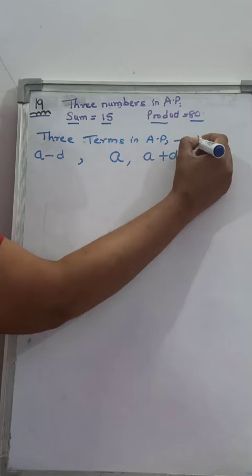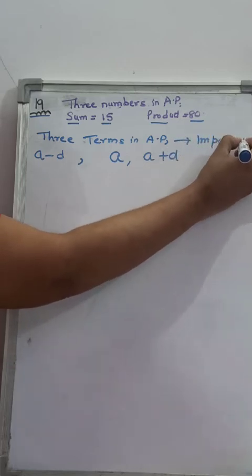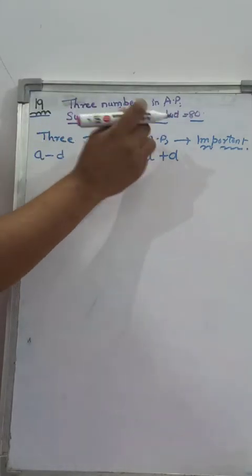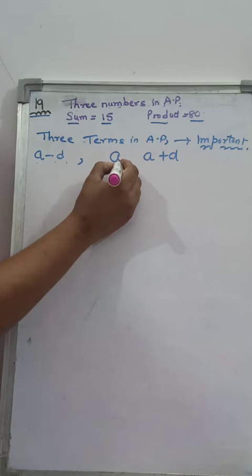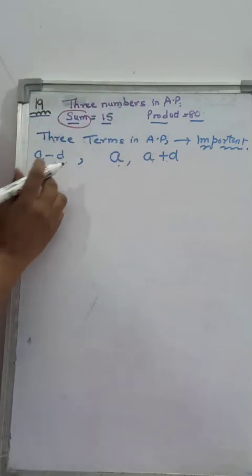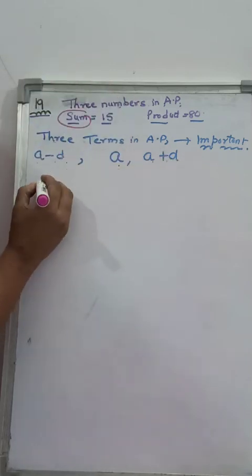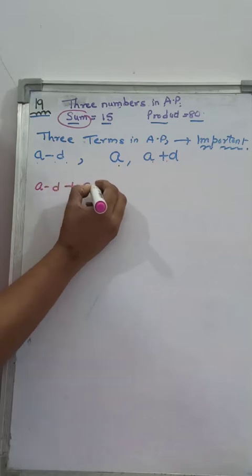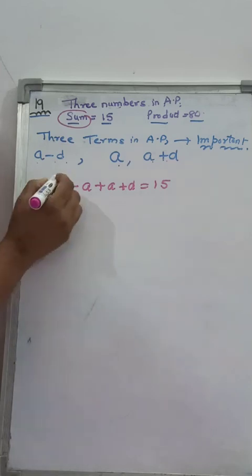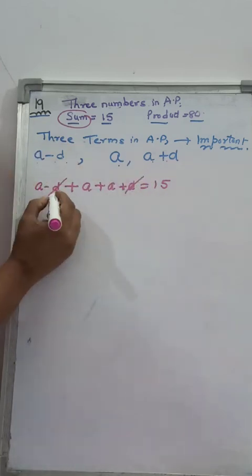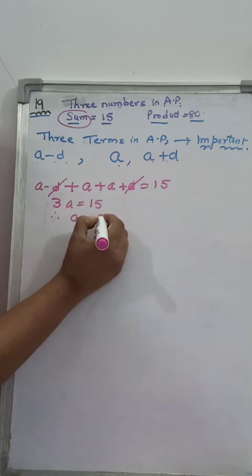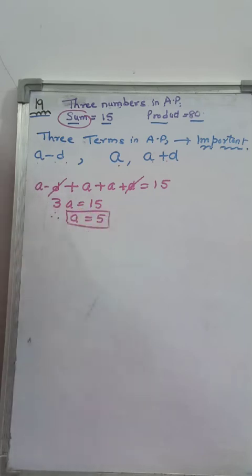This is very important, you should know it, otherwise this question will be difficult for you to do. So three terms in AP: first will be A minus D, second A, and third A plus D. Now what else is given? Sum is 15. So the sum of these three terms is 15. That means A minus D plus A plus A plus D will be equal to 15. So D will be cancelled. It is 3A equal to 15. Therefore A will be equal to 5. 15 by 3 is 5.